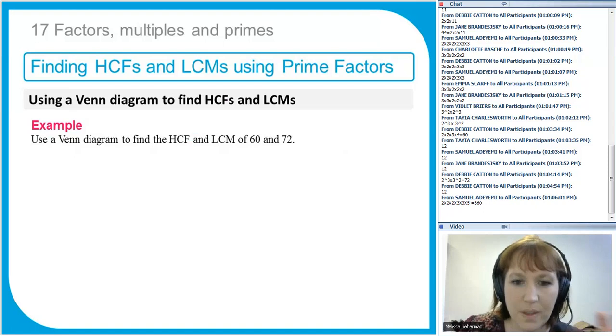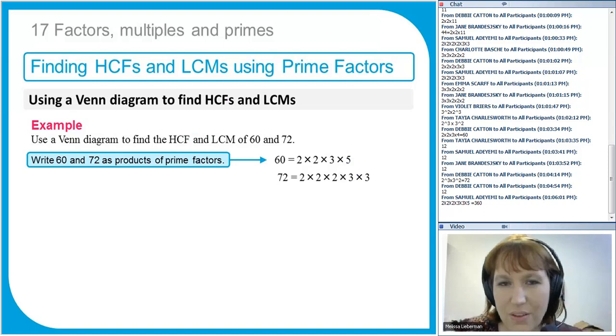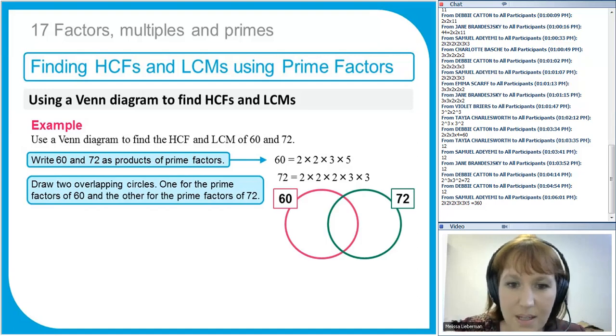So first step, write the two numbers down in their prime factor form, which we've already worked out, prime factorization. Then we're going to do two overlapping circles. One circle will contain the prime factors of 60, and the other circle will contain the prime factors of 72. And then in the overlap in the middle, we'll put the common prime factors, like this. So I'll give you a sec to draw that out.